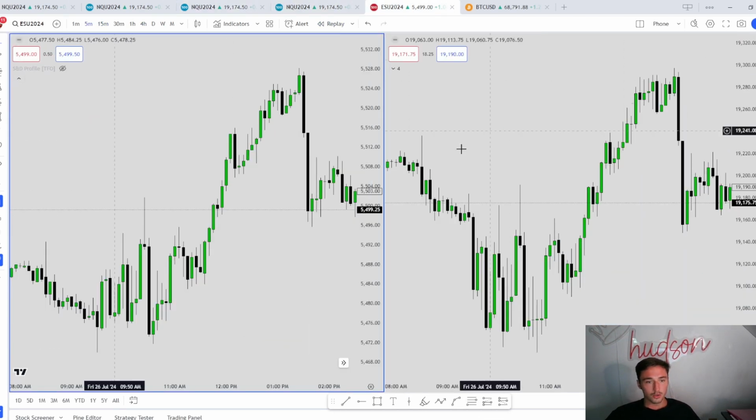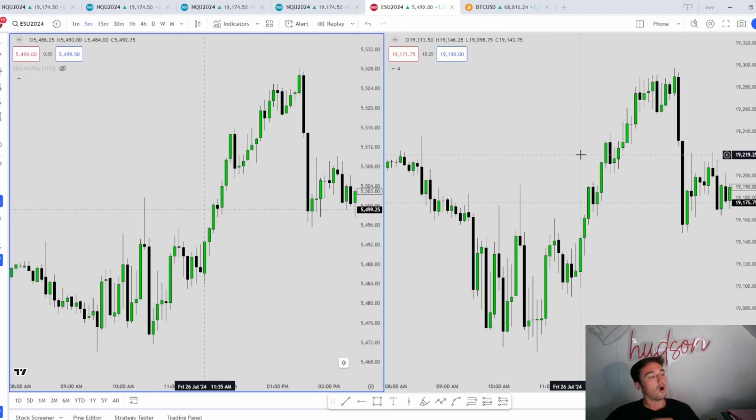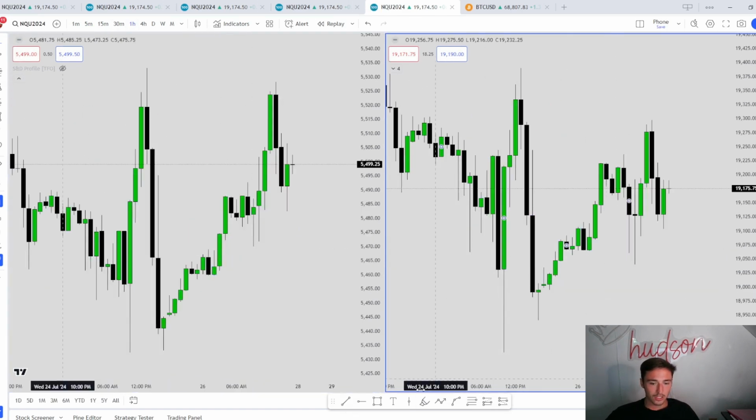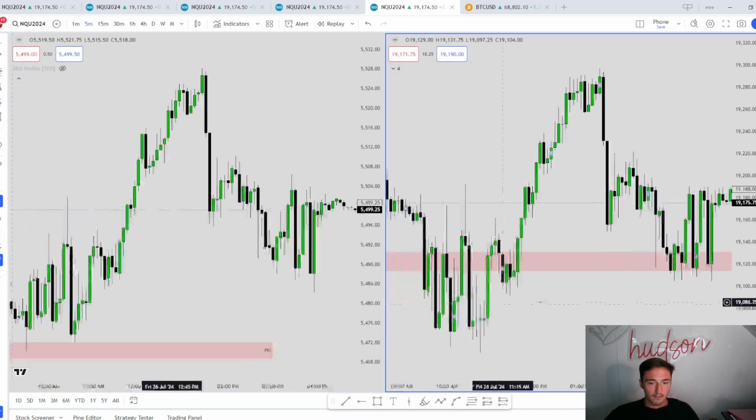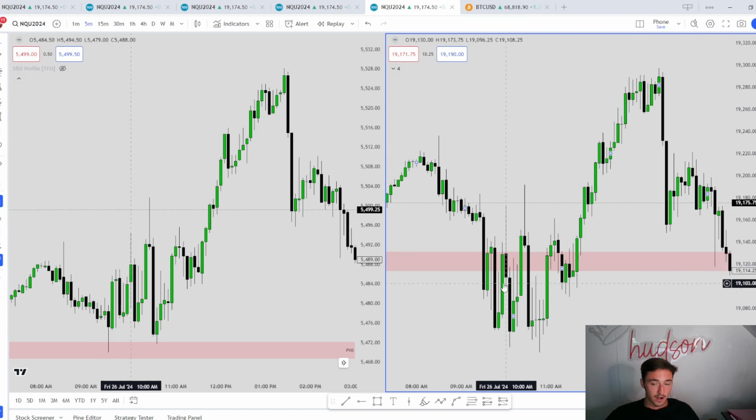So let's head over to Friday's price action because all morning we had an SMT. Now, when would you take that SMT? If we head to the hourly chart, we have this hourly fair value gap on the NQ, and we have this hourly fair value gap on the ES. Now let's go down to the 5-minute chart. This is Friday's price action.